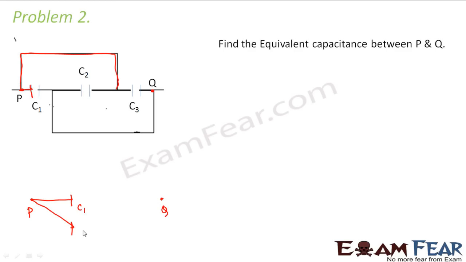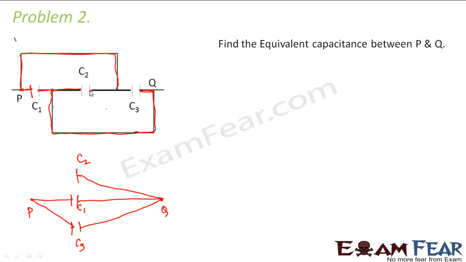Let us call this C1 and this C3. Now focus on Q. What happens to Q? Q's one point is connected to C3. That means C3 is connected to Q. Also, Q is again connected to the other end of C1 as well as to C2, right? So that means it is connected to this end of C1 and also one end of C2.